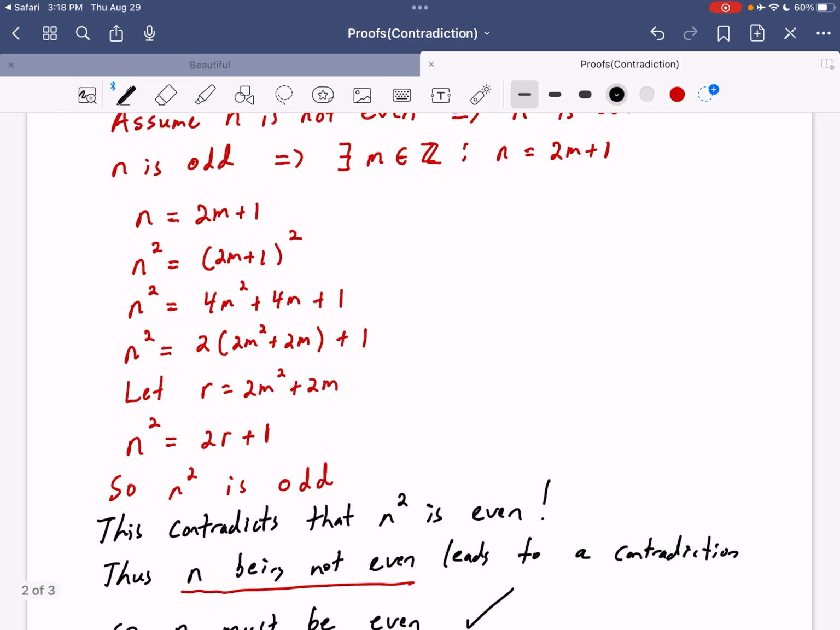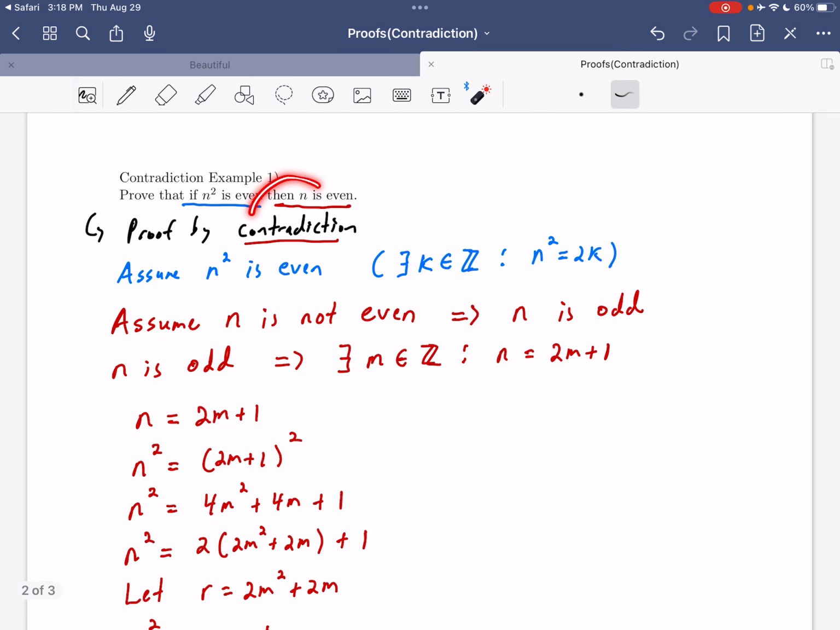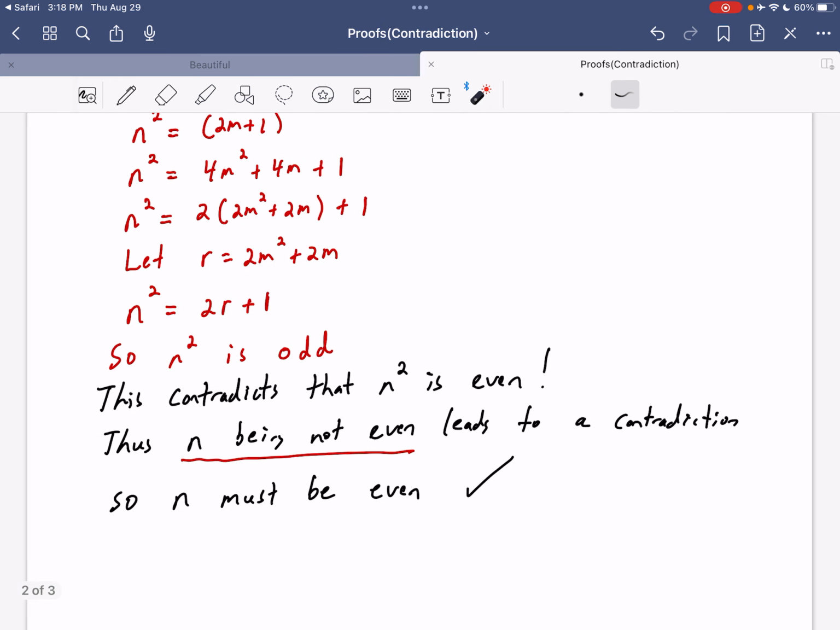And that was what we wanted to prove, right? We wanted to prove that n was even. We showed that if we assume that it's not even, it leads us to a contradiction, and therefore n must be even. That is our proof by contradiction.